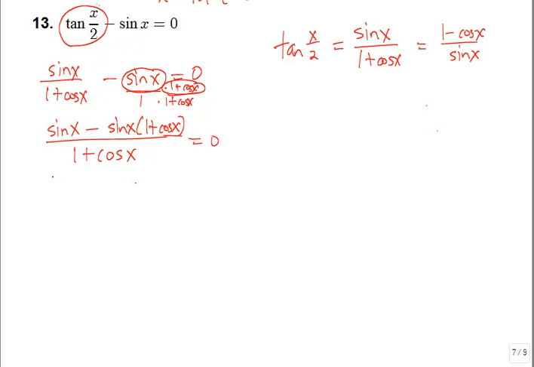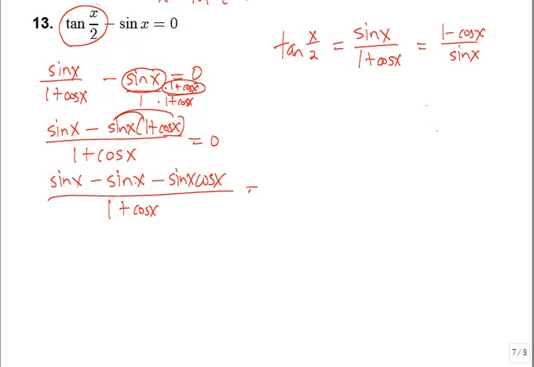Okay, now on top I can simplify by distributing. So let's distribute our negative and our sine of x across. I'll get minus sine of x minus sine of x cosine x. And that means on the top, my signs are going to cancel. So we have negative sine x cosine x all over 1 plus cosine x equals 0.